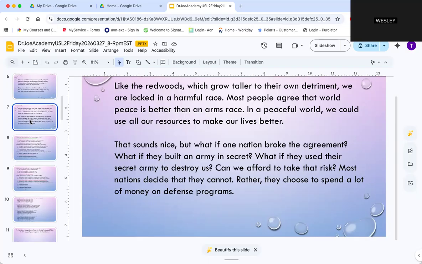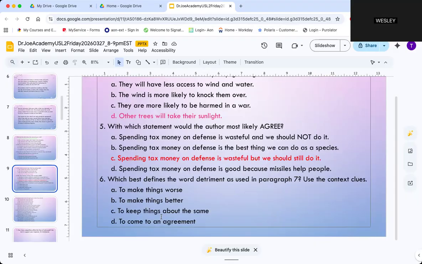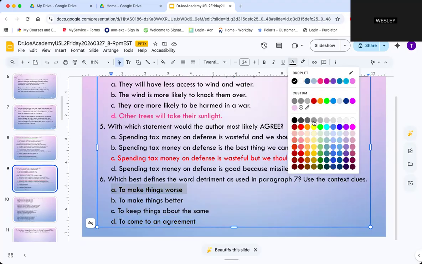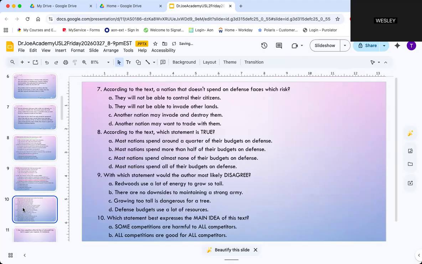D. B? D. D? Yeah. No, it's A, to make things worse. That's okay. We learned a new word today. Number 7.